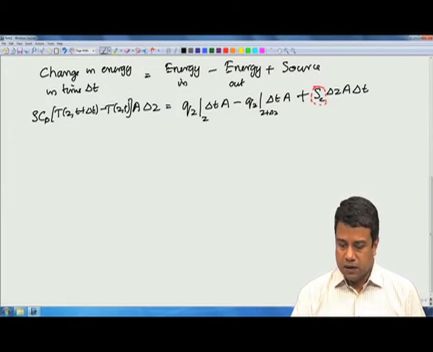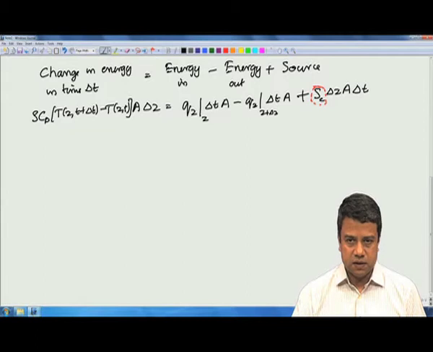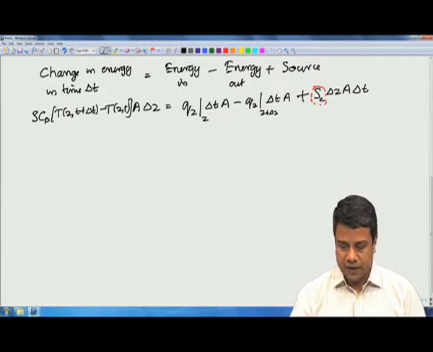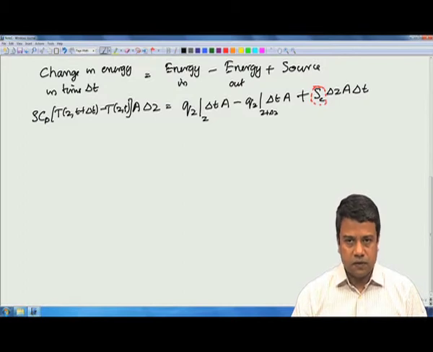Okay. And once we have this, we can divide throughout by the volume A times delta z, divide throughout by the time delta t, to get an equation. So, you write down for each differential volume for each interval of time, divide by the total volume and divide by the time interval. Okay.